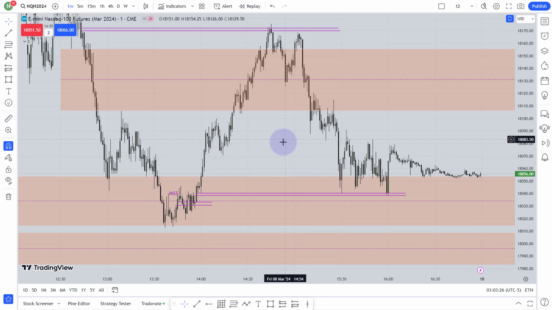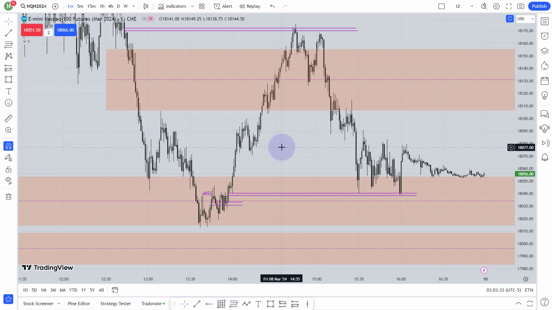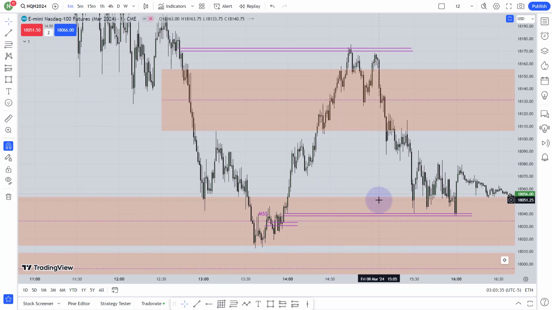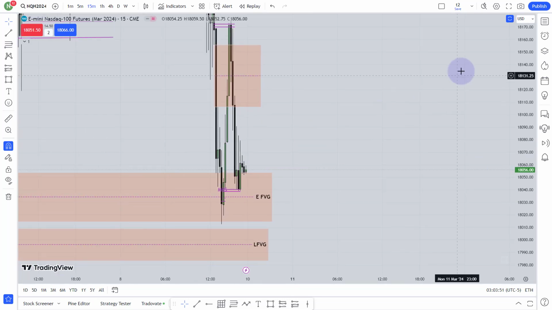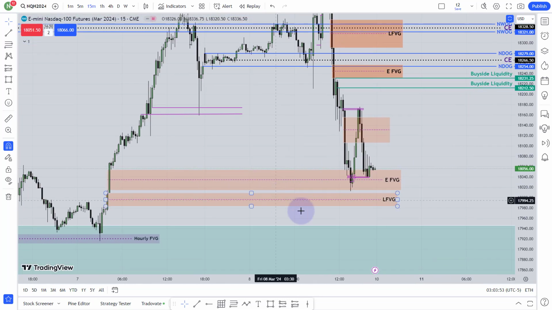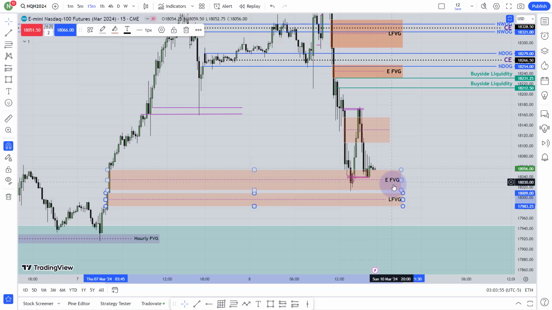I'm just showing you Friday's price action. If you go to other days, you will see the precision of the last fair value gap from the 15-minute chart and the 1-minute chart. This is the 1-minute last fair value gap. This is the 1-minute last fair value gap. See how price reacts from the last fair value gap on the 1-minute chart. And if you go to the 15-minute chart, this is the last fair value gap. This is the entry fair value gap.